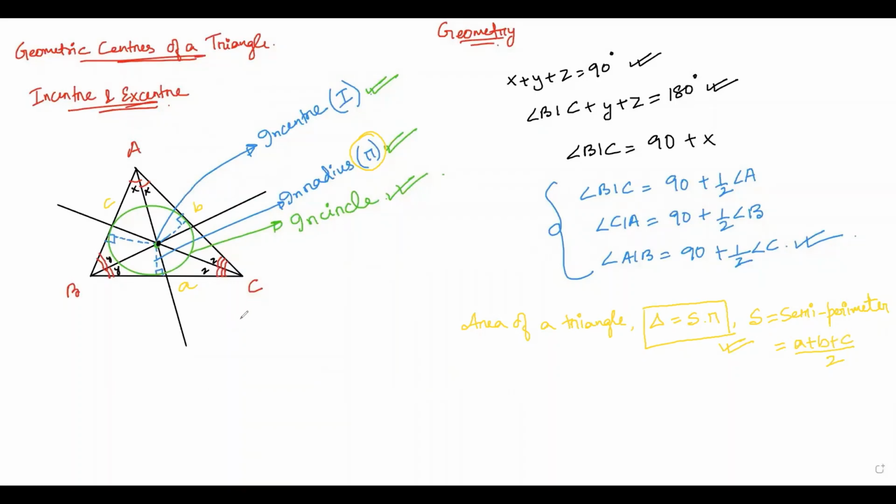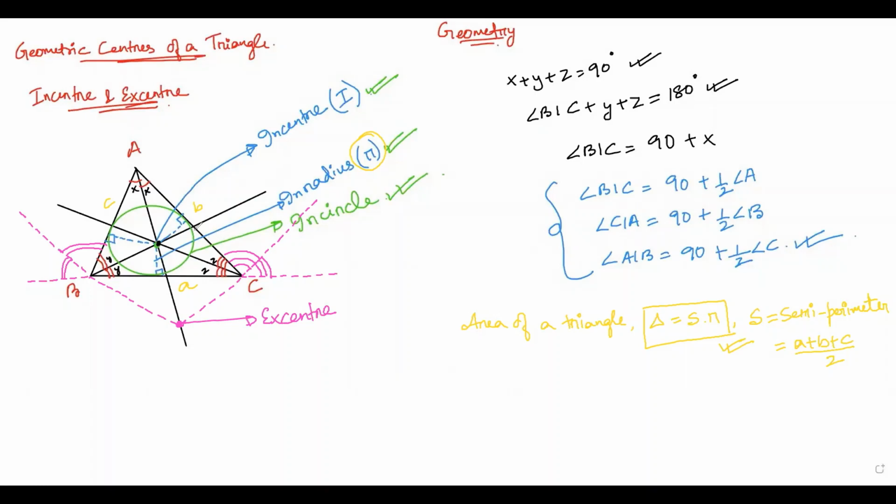Now, let us see what is an excenter of a triangle. Excenter of a triangle is defined as the meeting point of one internal bisector and two external bisectors of a triangle. For example, here, I have drawn the internal bisector of angle A and the external bisector of angle B and the external bisector of angle C. All these three bisectors meet at this point, and this point is called as the excenter of the triangle.